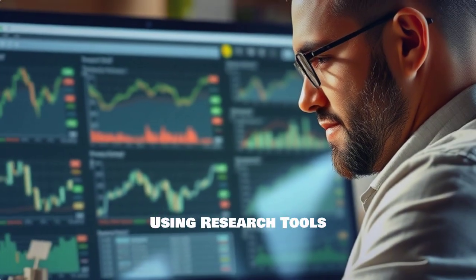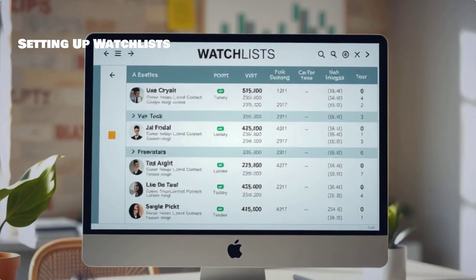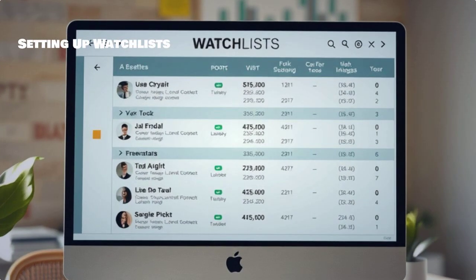Accessing research tools is vital for informed trading. Here's how to utilize TD Ameritrade's research and analysis features. Organizing your investments is essential. Let's set up custom watch lists to help you track your stocks effectively.